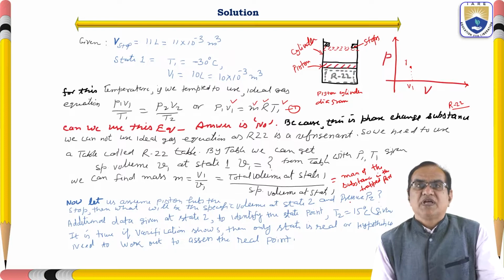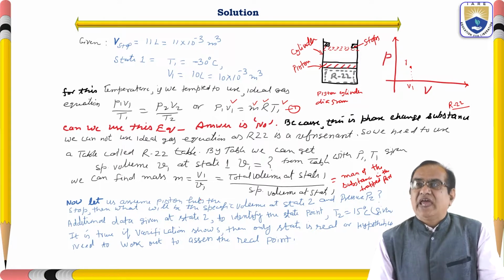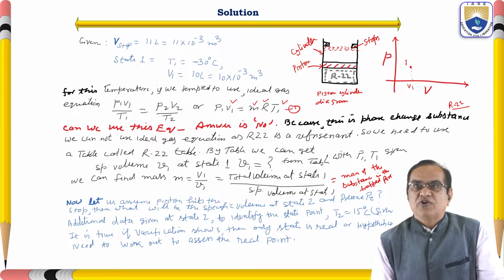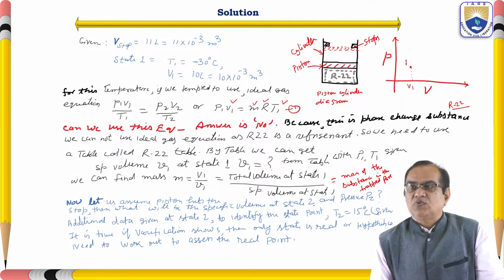Now let us assume the piston hits. We are assuming that by the expansion it is hitting the stop. If it hits the stop, then what will be the specific volume at state 2 and the pressure? So v2 and P2. If this is state 2, what is v2 and what is T2?